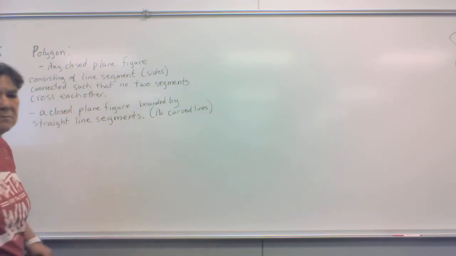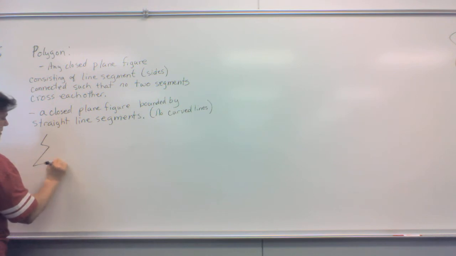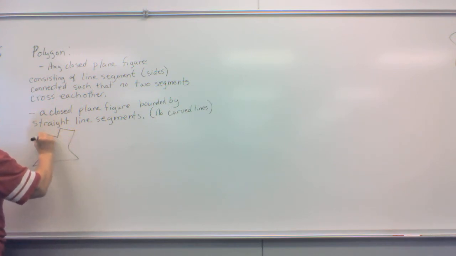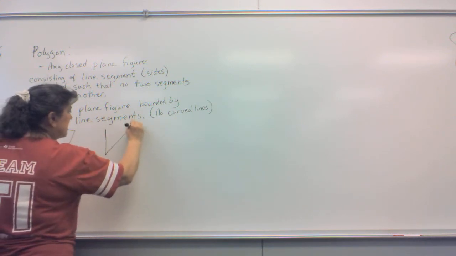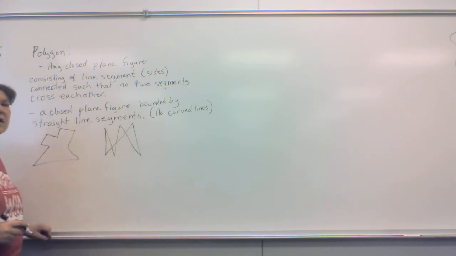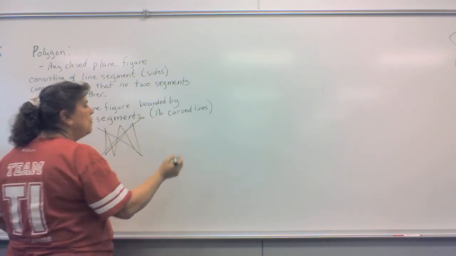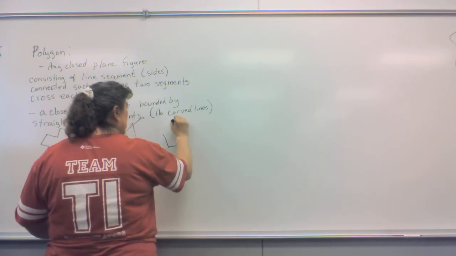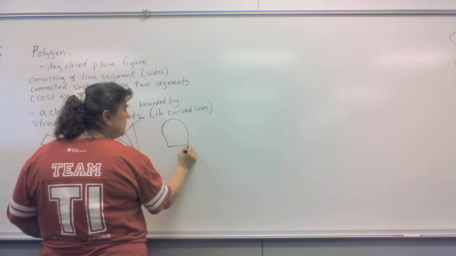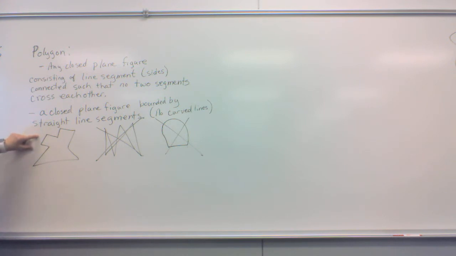In other words, what does this mean? Well, it has to be closed. So I can go like this, and that would be a polygon. But if I went like this, I have crosses in there, so that is not a polygon. Not a polygon. Or I could have something like this, and because I have a curved line, this one is not a polygon. Okay? This one is. Even though it's a weird shape, it would still be considered a polygon.